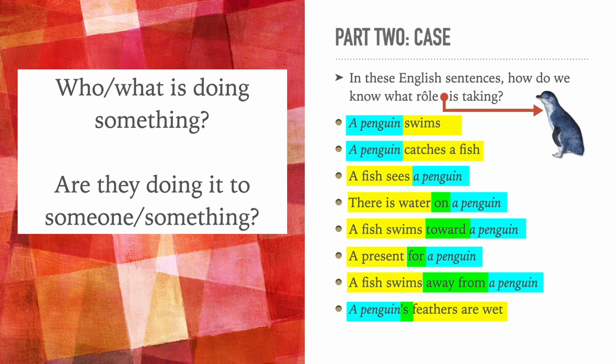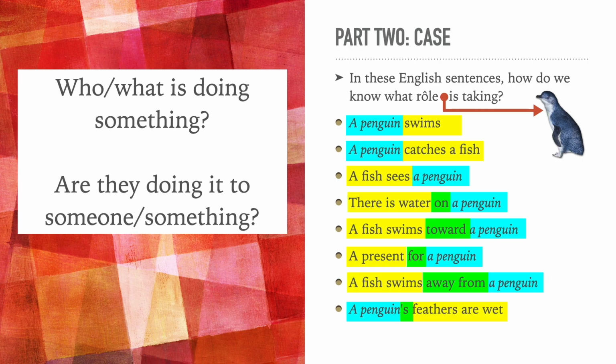And finally, a penguin's feathers are wet. Here, the penguin isn't quite doing anything, and the topic of this sentence is not quite the penguin anymore. It's actually more about the feathers. And that apostrophe S that we write there indicates that the feathers belong to the penguin.